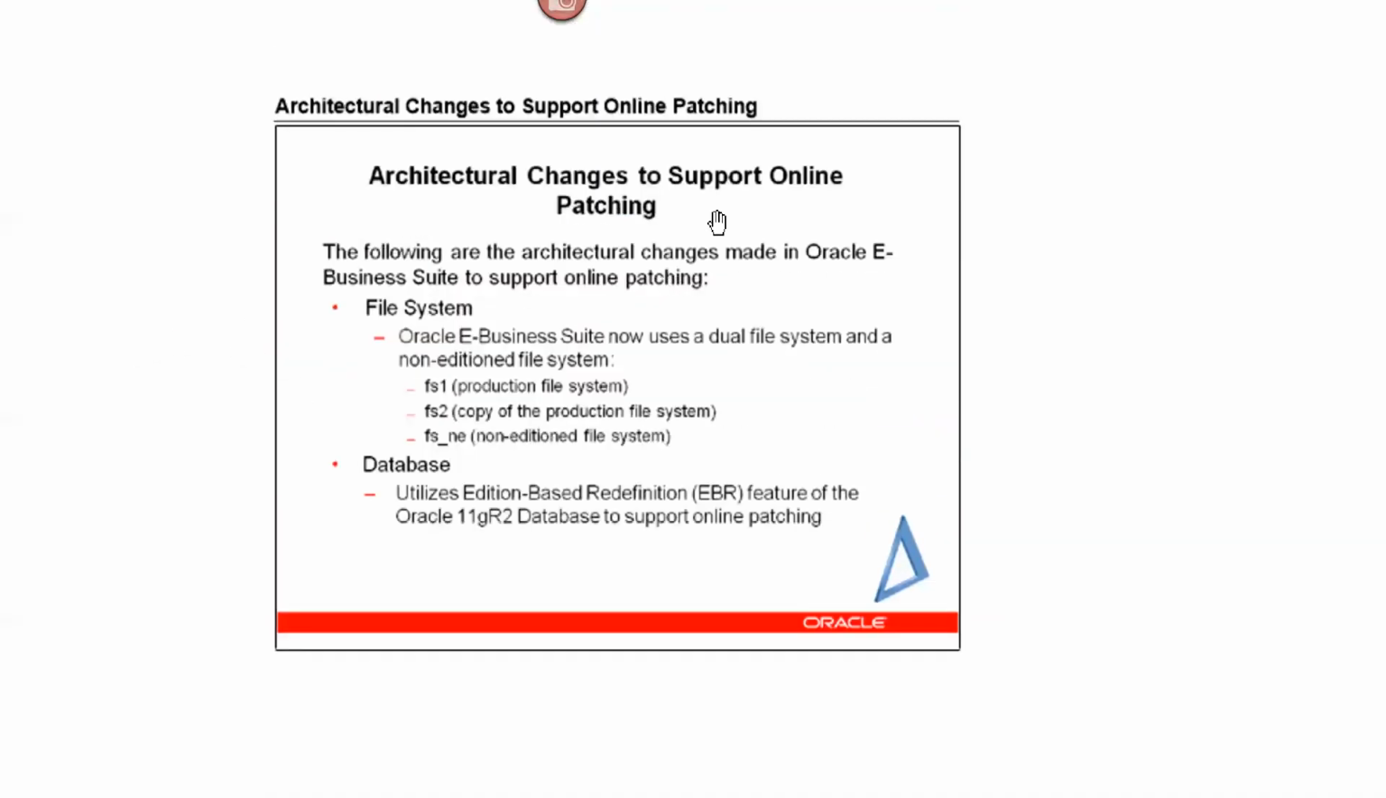So, architecture changes to support online patching. The following are the architecture changes made in Oracle E-Business Suite to support online patching. Oracle E-Business Suite now uses a dual file system. A very big change happened in 12.2. They came up with FS1, which is the run file system, and FS2, which is a copy of the production file system used as the patch file system, and there is a non-edition file system.